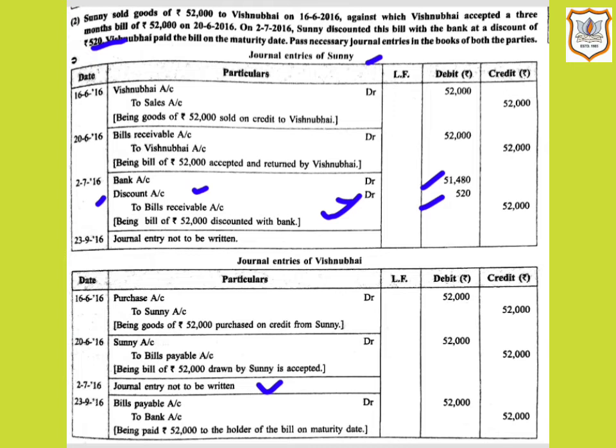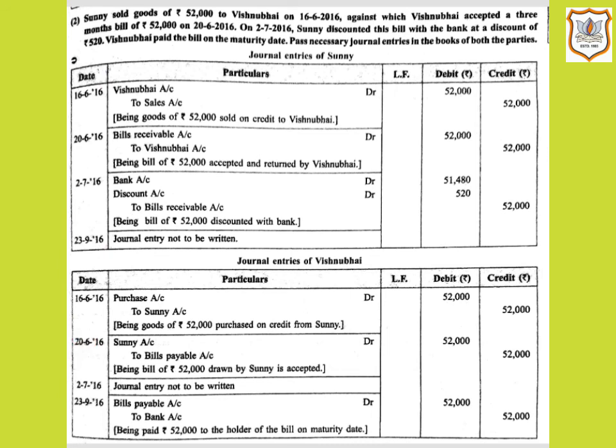Further it is given that Vishnu Bhai paid the bill on the maturity date. So here on this date, first let us find out the maturity date. This bill is drawn and accepted on 20 June 2016 and is payable 3 months after date. So the 3 months will end on 20 September 2016, and by adding 3 days of grace, the due date will be 23 September 2016.